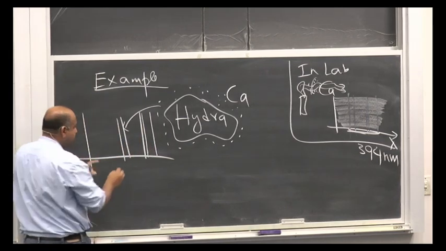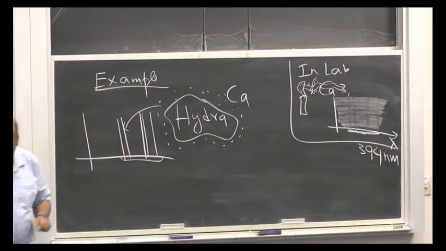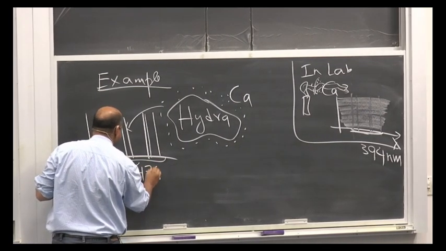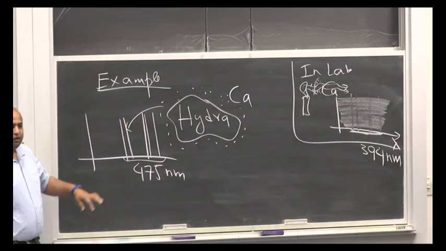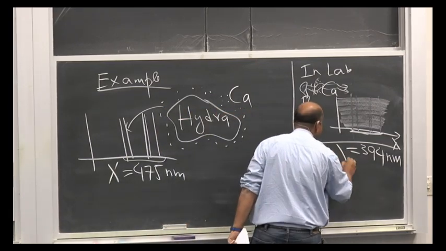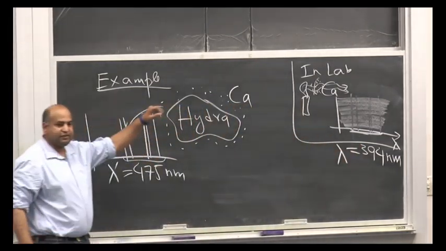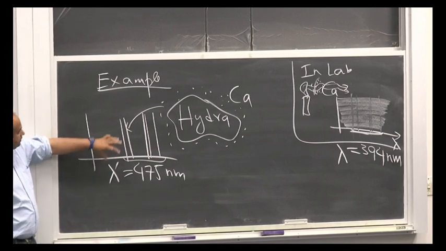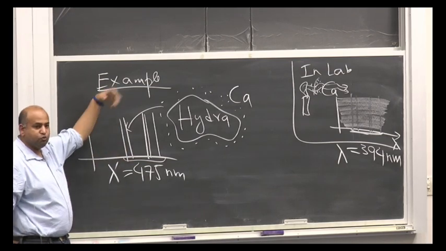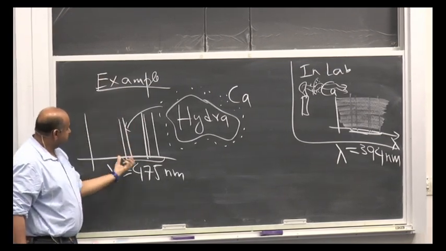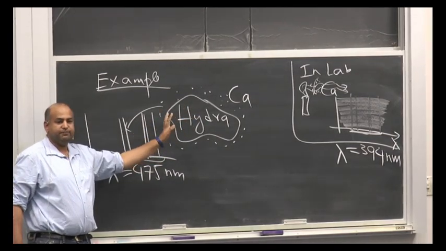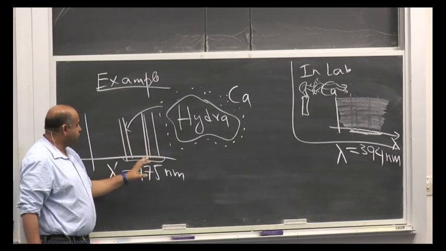This pattern is the same, but all of this group is shifted to 475 nanometers. So this is our lambda prime, and this is our lambda. This is the wavelength emitted in the rest frame. And this is the wavelength that we see missing from the light coming from this galaxy, which is 200 million light years away. But we know that it's calcium because its spectrum matches the calcium pattern. The location has changed, but we are pretty sure that this is calcium.